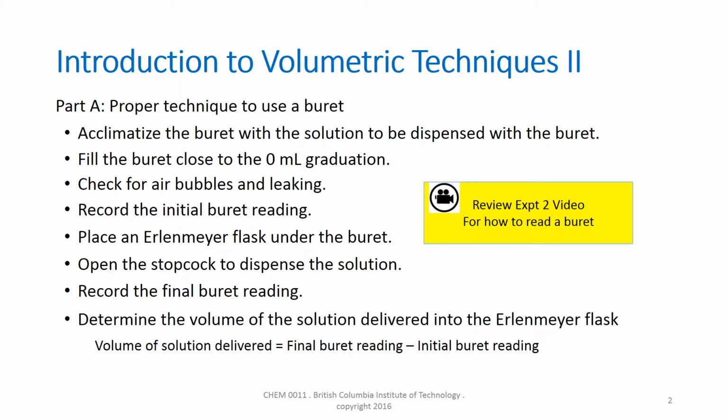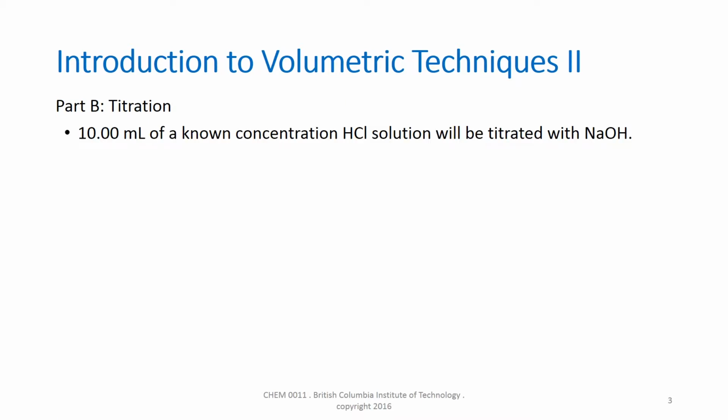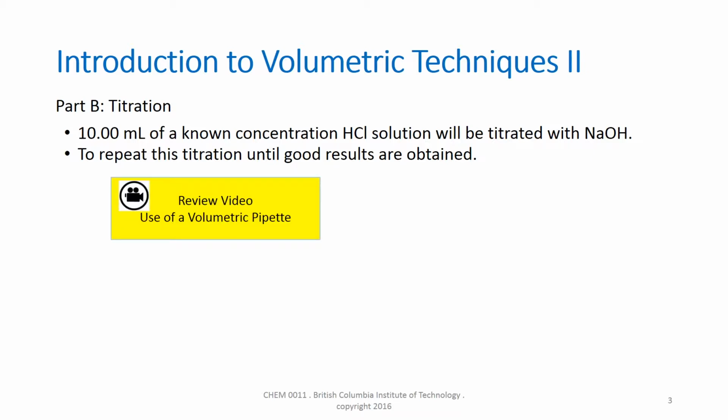burette reading. In Part B of the experiment, 10.00 milliliters of an HCl solution with known concentration will be pipetted into an Erlenmeyer flask. It is titrated by adding NaOH solution from a burette. This titration will be repeated until good results are obtained. It may be helpful to review the video on the use of a volumetric pipette and the video on titration.